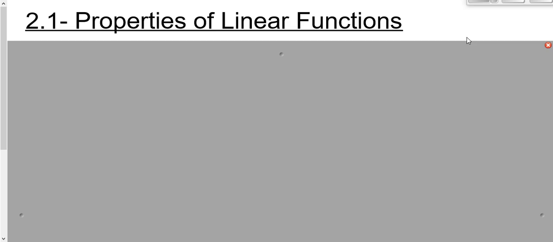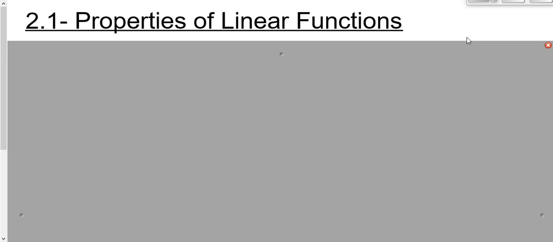All right, welcome to our first notes for Unit 2. Go ahead and take this moment, if you haven't already, to update your table of contents. We're going to be talking about Unit 2.1 today. This whole unit is going to be on linear functions, and 2.1 is all about properties of linear functions.